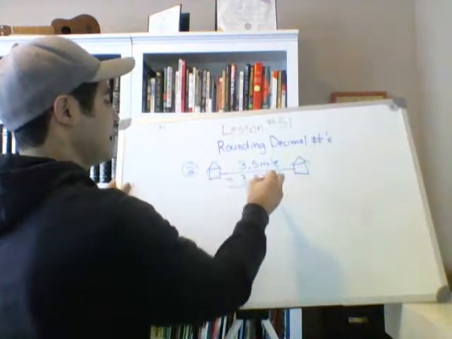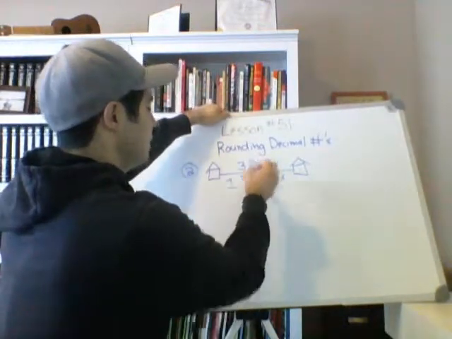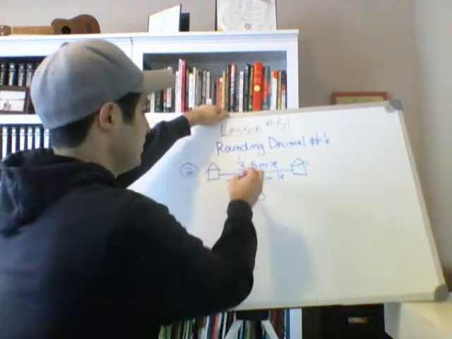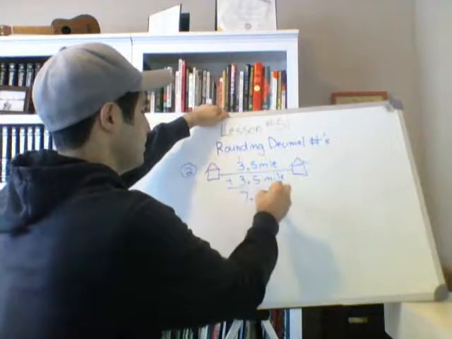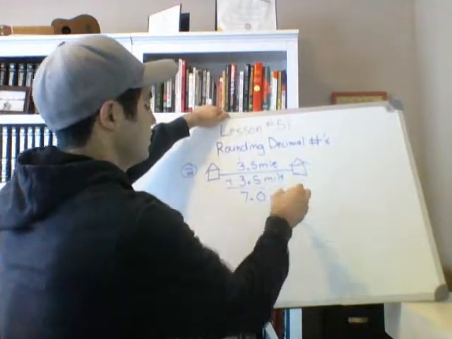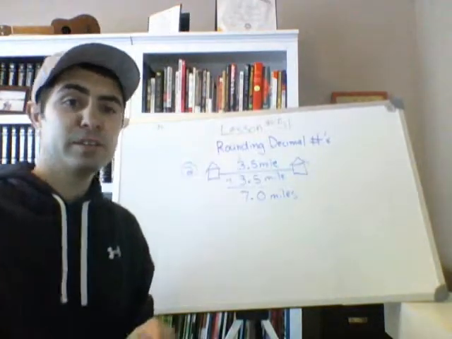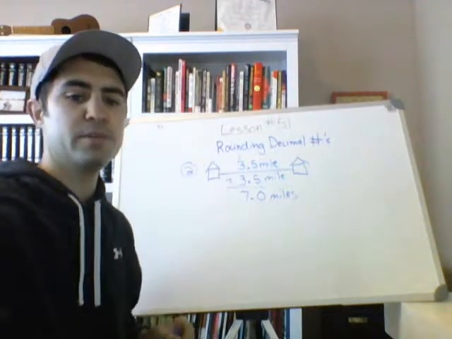Okay, so you're basically adding those two. 5 plus 5 is 10. Carry your 1. 3 plus 3 is 6 plus 1 is 7 miles. So, she rides her bike 7 miles. She is in shape. Good job, Mona.